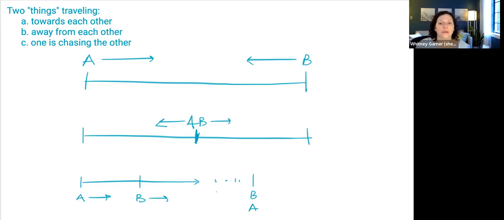Last but not least, we now have a situation where we've got more than one thing traveling towards or away from one another, okay? So I want you to start to identify these as different, right? Like these feel different. They're moving in different directions. They're working differently.